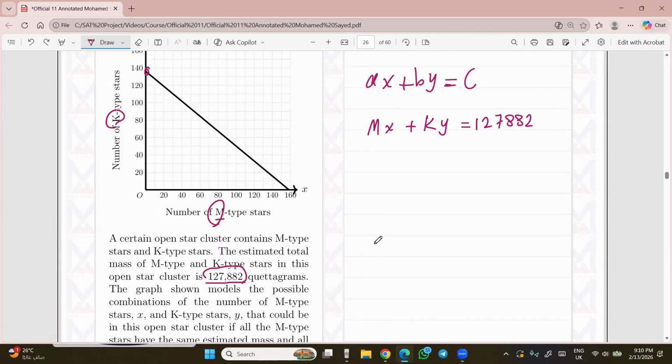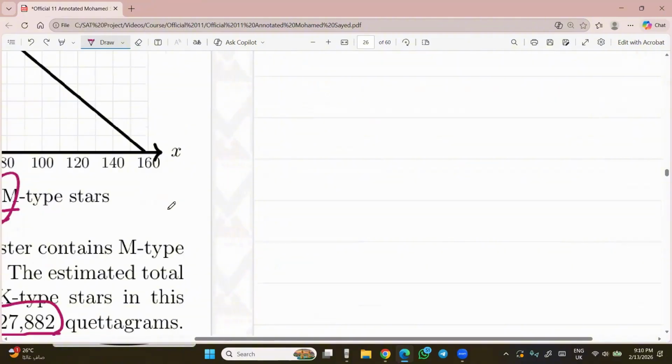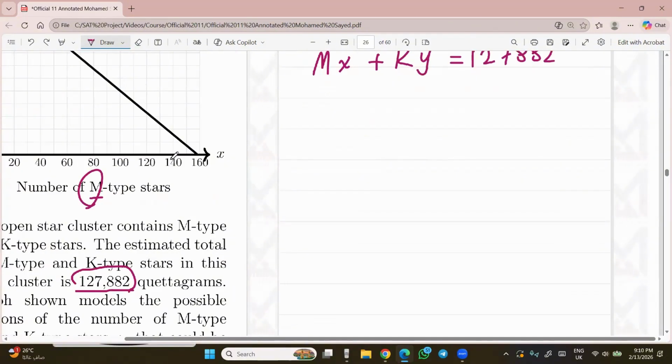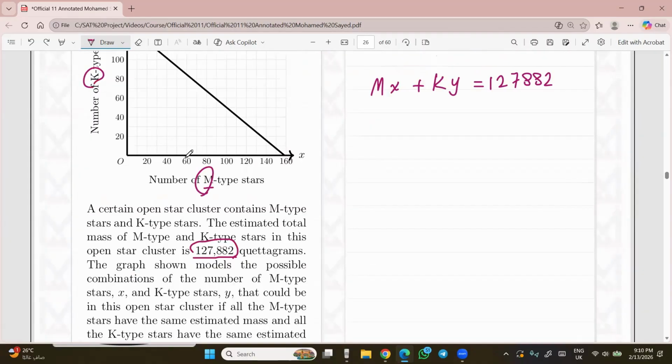If you just zoom in like this, yeah, it's about 157, maybe 157 or something. So let's say that the point is 157 and 0. Be careful, x is not 0. So now we can replace this value of x by 157 and y by 0 in this equation.